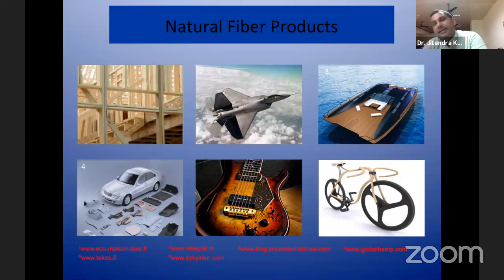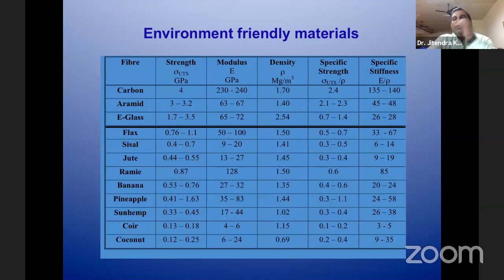But natural fiber products are widely available in the market, and these are a few examples of natural fiber products where we use natural fibers in the construction of buildings, boats, and here also we use natural fiber composites to fabricate guitars and other things. So the main idea in this era is environment friendly material.